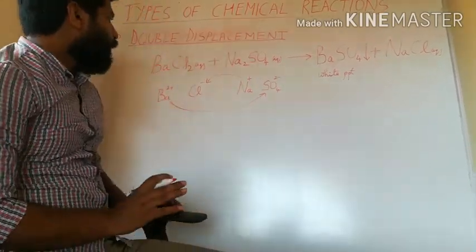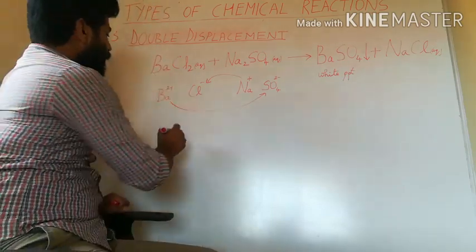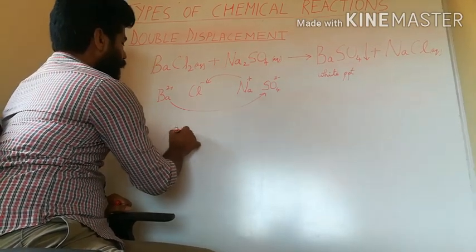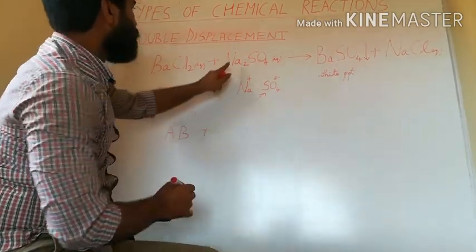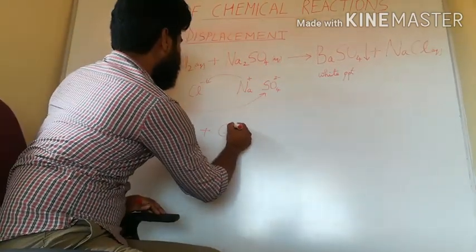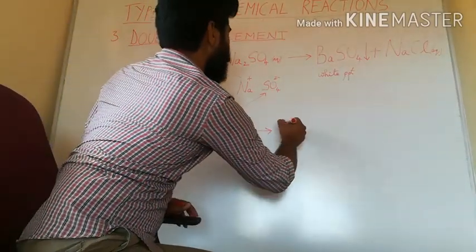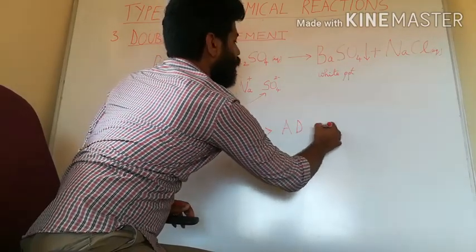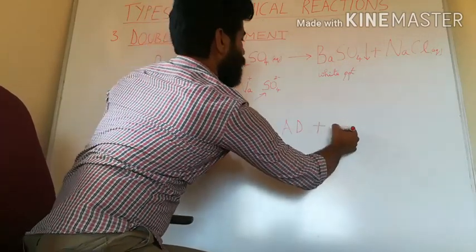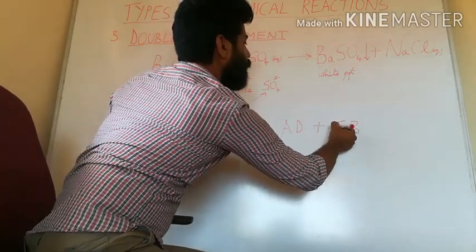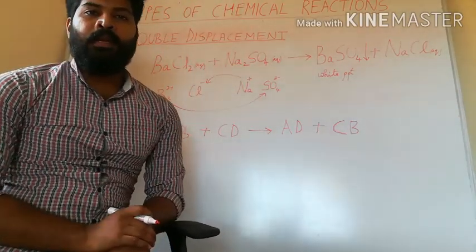If you have to represent it mathematically, then we can show it as AB plus CD will give you AD plus CB. This will be the general form of double displacement reaction.